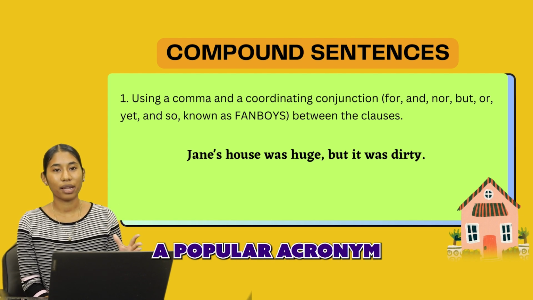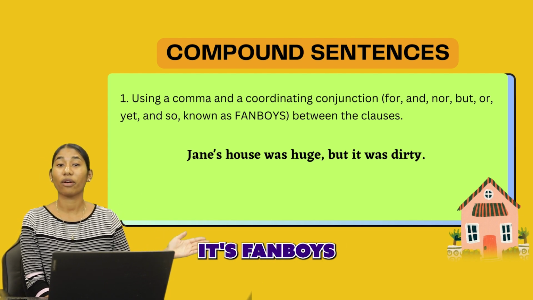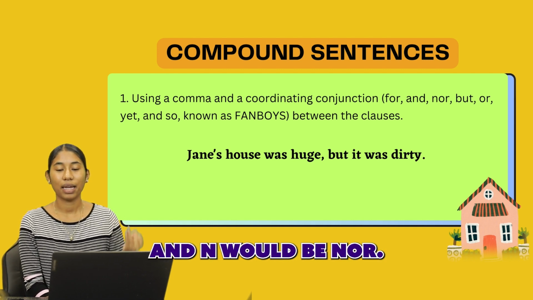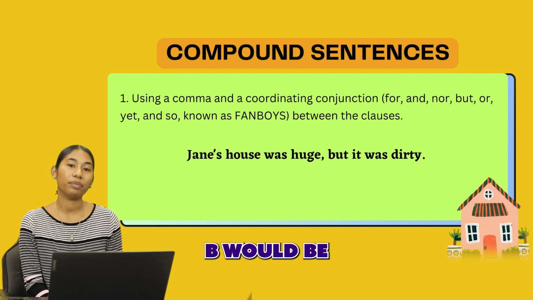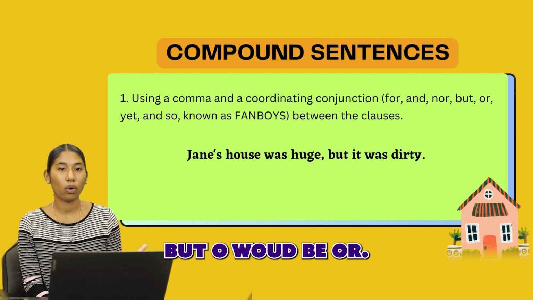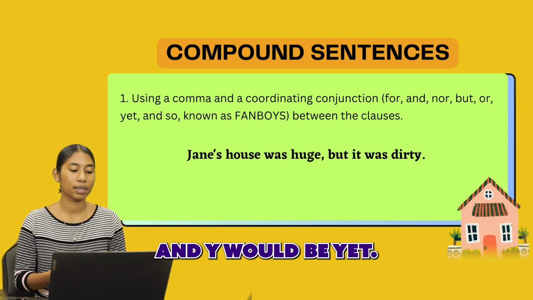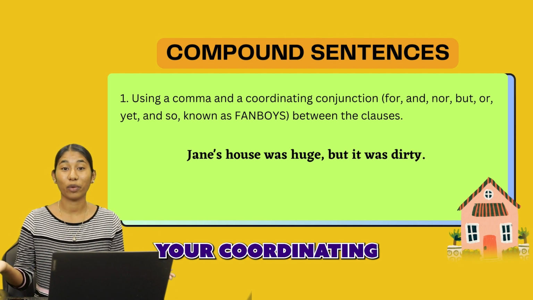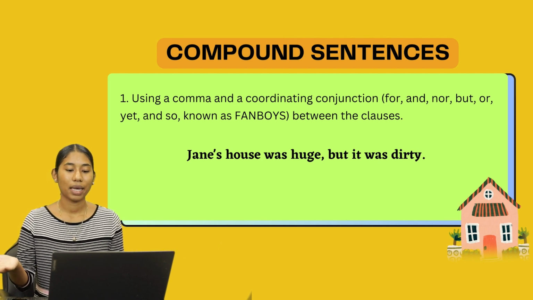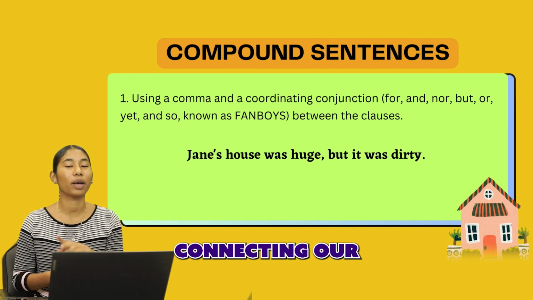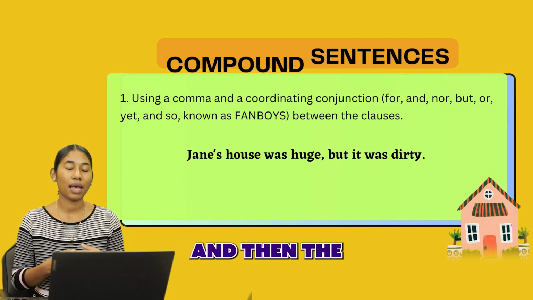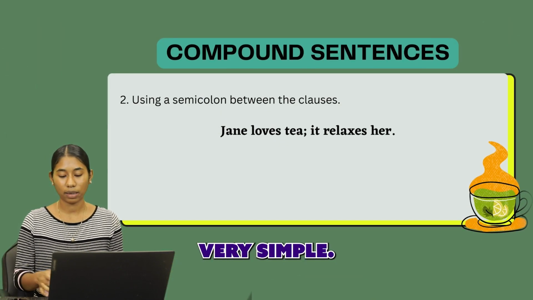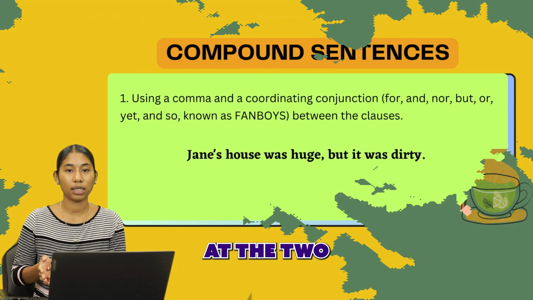Now, there's a popular acronym for our coordinating conjunctions. It's FANBOYS. F would be for, A would be and, N would be nor, B would be but, O would be or, Y would be yet, and S would be so. This is FANBOYS, your coordinating conjunctions. This is the first way for connecting our independent clauses. And then the second way, we can use a semicolon between the clauses. Very simple. Let's look at the 2 examples.